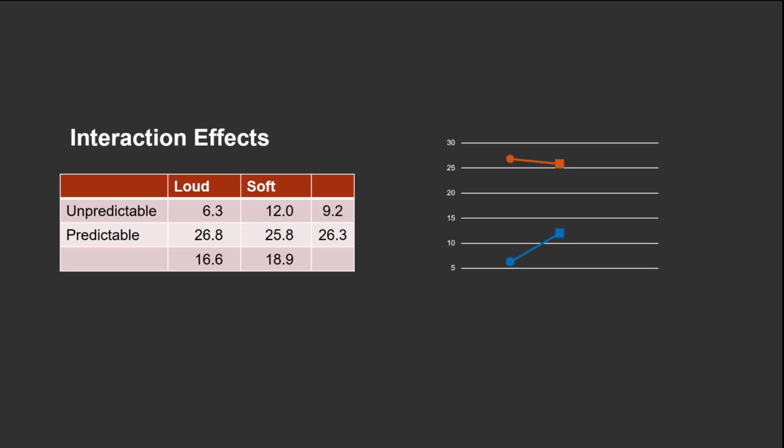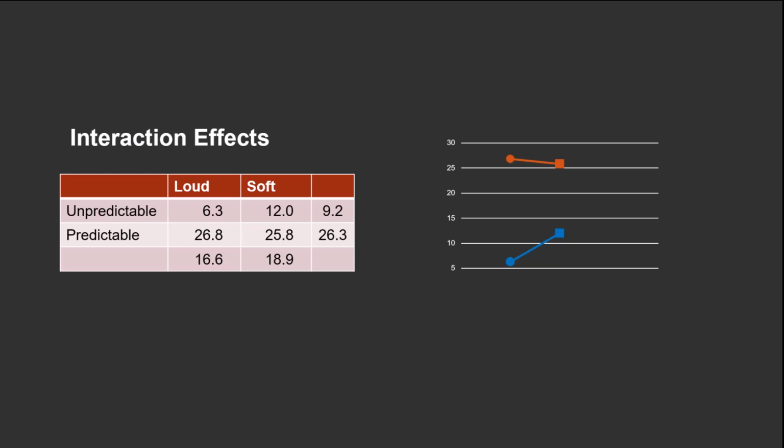The blue line represents the puzzles solved in the unpredictable condition, the orange in the predictable condition. The round marker shows the outcome for the loud condition, and the square markers for the soft condition. The key thing to look for here is whether the lines are more or less parallel. If they're not, then there's an interaction effect.